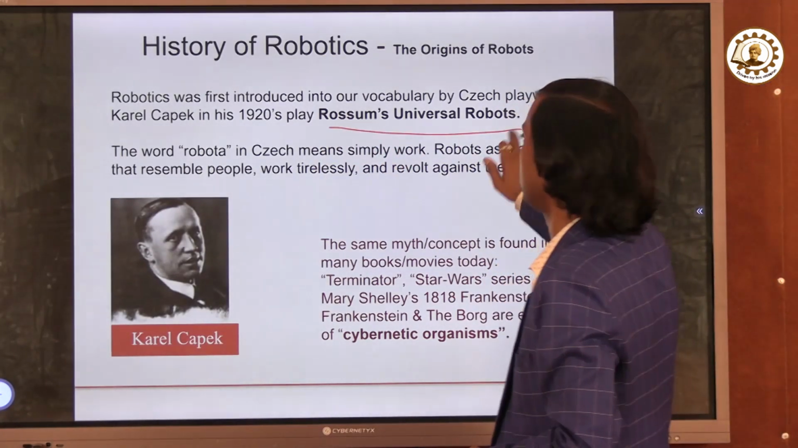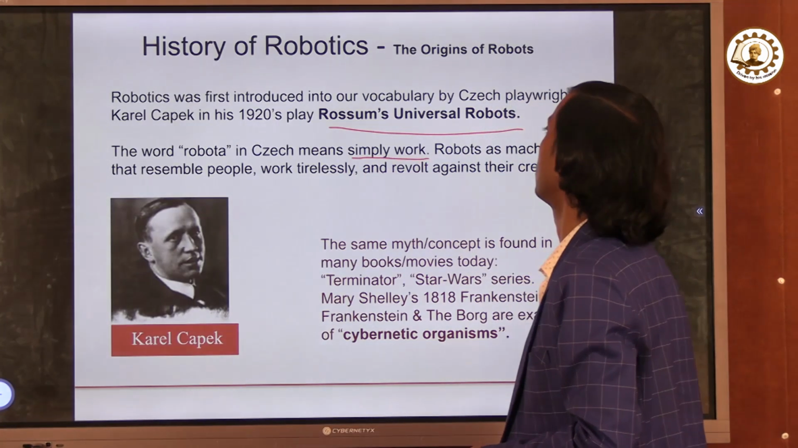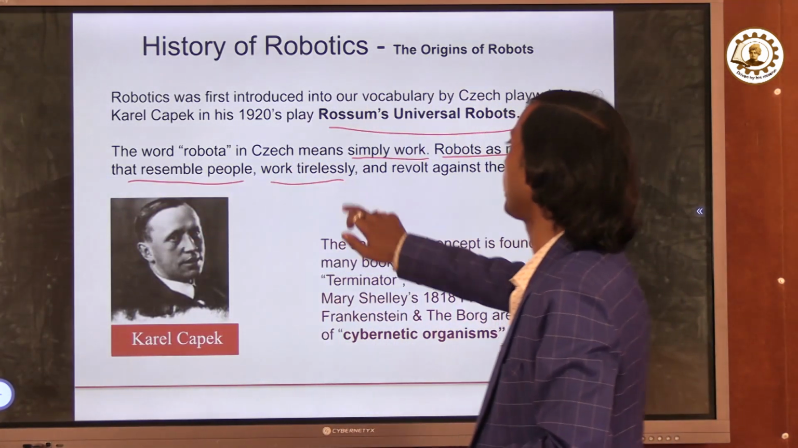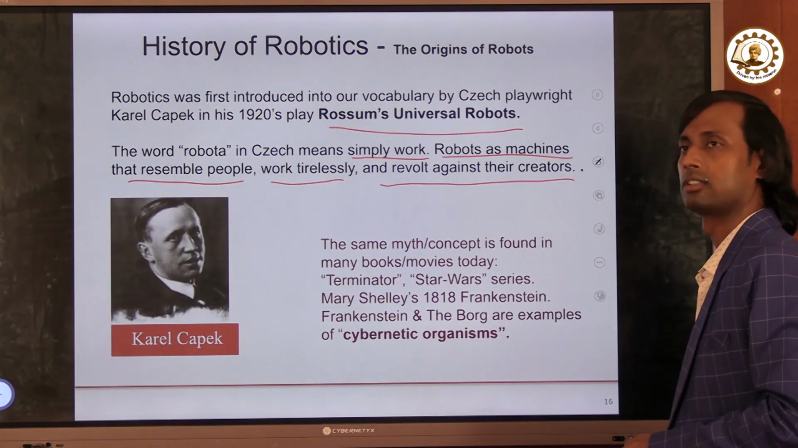Then Rossum's Universal Robots. The Czech robota means simply work. Robot as machine, the reasonable people work tirelessly and revolt against their creators. Okay.